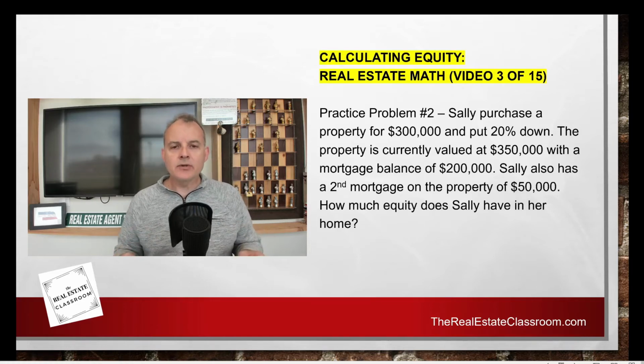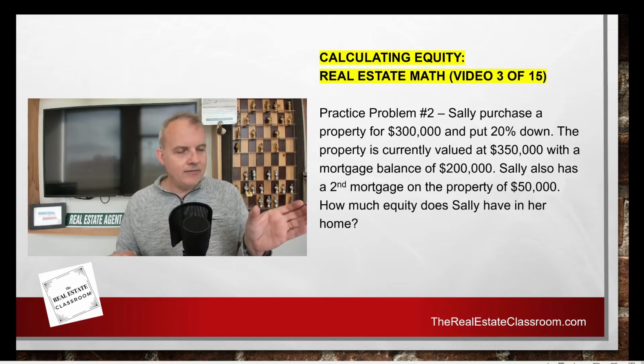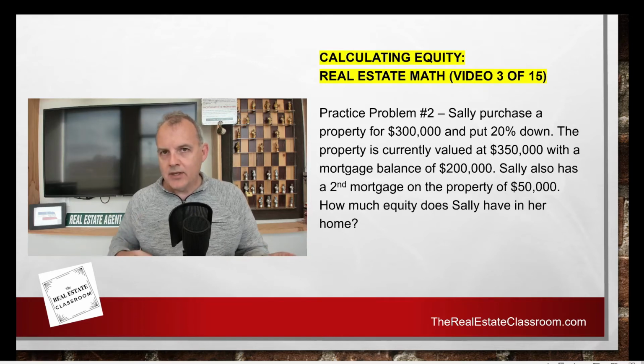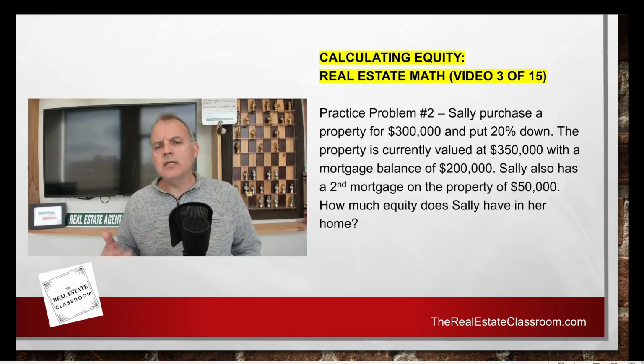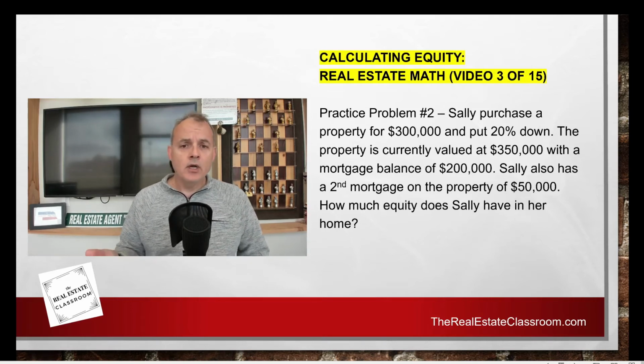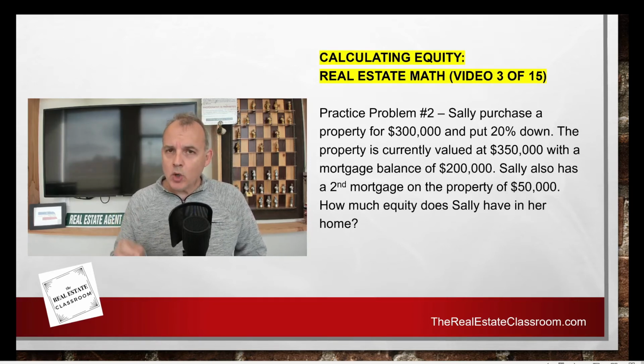Now, a couple of extra things were put into the problem. Number one, the first sentence: Sally purchased a property for $300,000 and put 20% down. Remember, all we're looking for in calculating equity is the value of the home minus the debts and liabilities charged against the home. So the first sentence really doesn't have any impact one way or another on the calculation. Here's what does though. The home is valued at $350,000 and there are 2 mortgages against the property, which means there are 2 debts against the property. That's what we need to know.